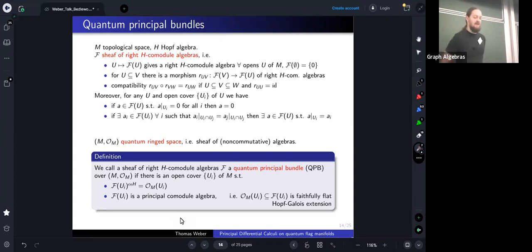I said it in words, but maybe the terminology can be a little bit confusing. M is really a classical topological space, and I just have a sheaf of algebras. I don't necessarily have commutativity here. I think you just put a hyphen, or you call them spaces that are quantum-ringed, and you switch.